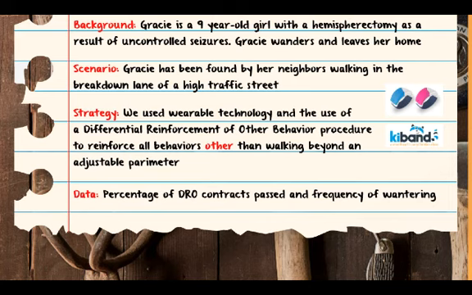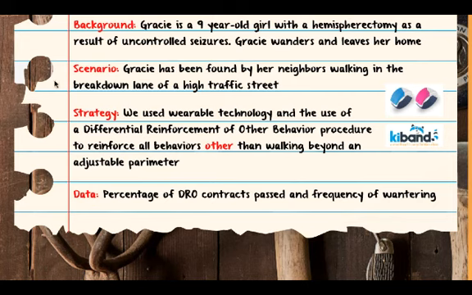The 30 minutes was determined based on baseline data. The reinforcers that we delivered were based on the function of her behavior and trying to access tangibles, for example. So this is a system that we put in place. And from a data collection standpoint, we calculated the percentage of DRO contracts that were passed. And it was a percentage count, and we also counted the frequency of wandering behavior for her as well.